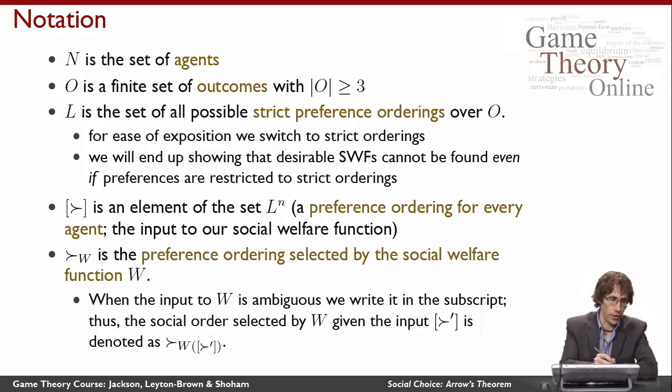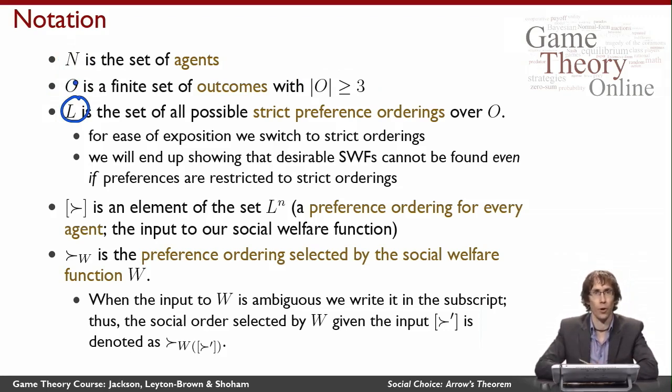I'm going to use L to denote the set of all possible strict preference orderings over O. So I'm going to be speaking here only about strict orderings. That means that agents don't have any ties in their preferences. In the end, Arrow's theorem is going to end up telling us that any desirable social welfare function can't exist, even if preferences are restricted to be strict. So this restriction to strictness is not going to be a limiting thing. It's actually going to be a strengthening thing. We're going to end up seeing that we can't have good social welfare functions even if preferences are strict.